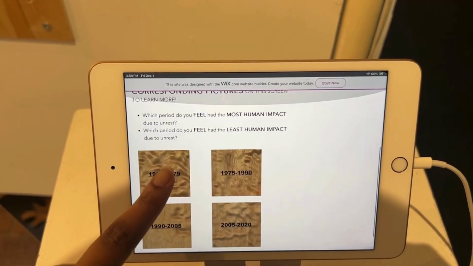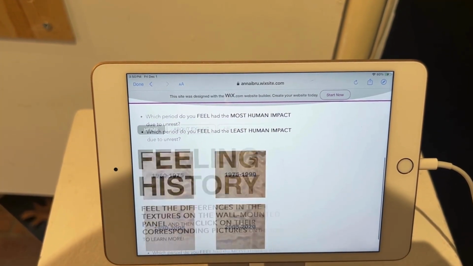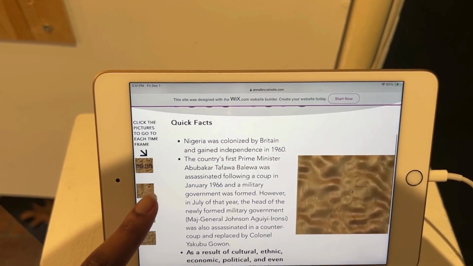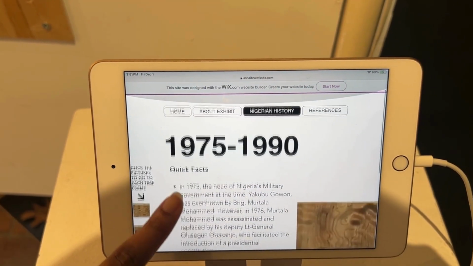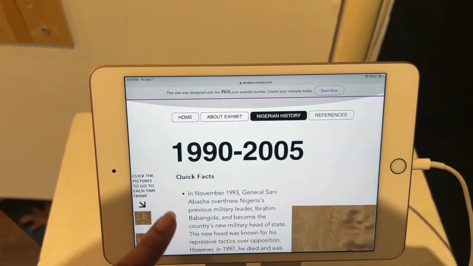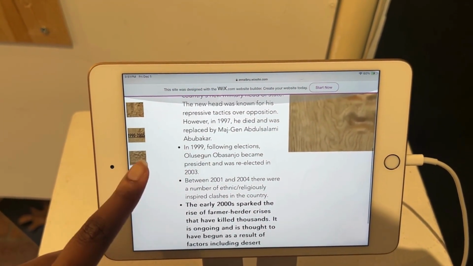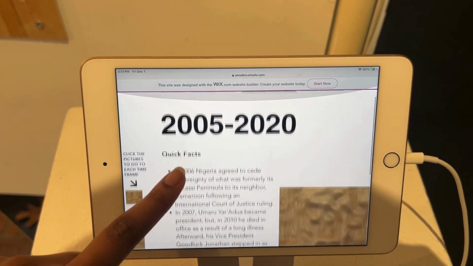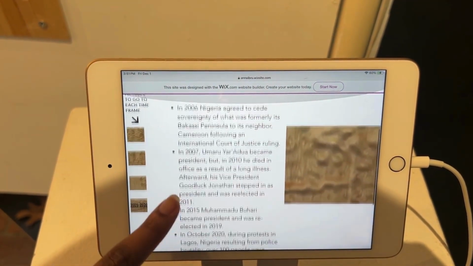And if you go back to the homepage, you'll notice that there are these blocks that correspond to what is on the wall panel. These were used to remind people that they're linked. And if you click on each one, then you get a written prompt as to things that happened during those time periods, to give you an idea as to why each texture was the way it was. But overall, I think they work together.